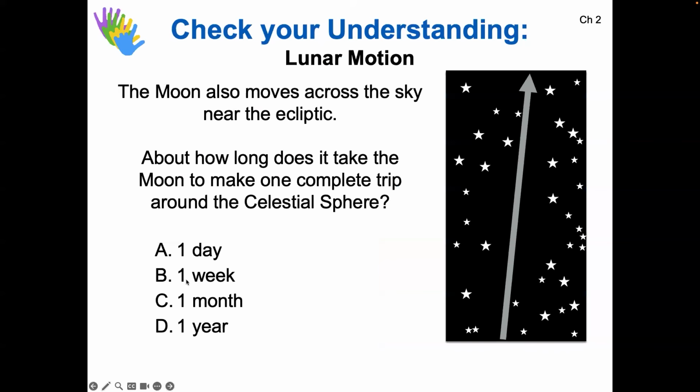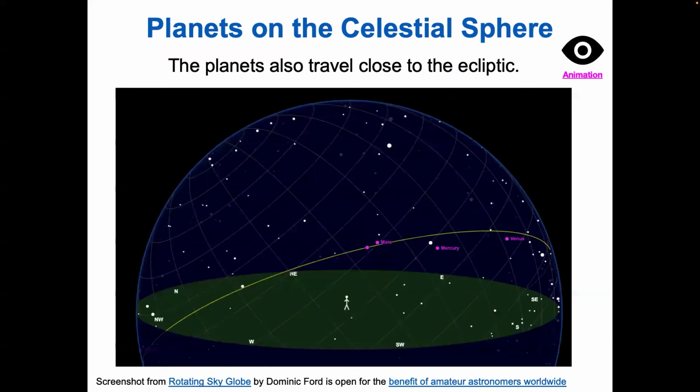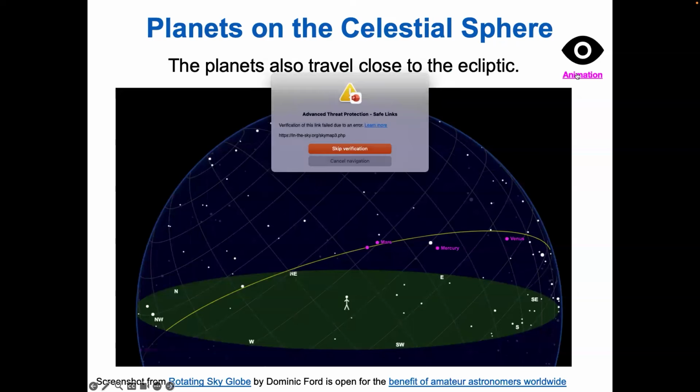So, as a quick check to understanding, the moon also moves across the sky near the ecliptic. How long does it take the moon to make one complete trip around the celestial sphere? Yep, exactly. So the moon orbits the Earth roughly every 28 days, is the rough period of a moon cycle. So it's not quite, unless it's February. It's a little bit off, but close enough. So yes, 1 month. So the planets also, as I said, travel close to this ecliptic. And I will show you an animation of what this looks like.